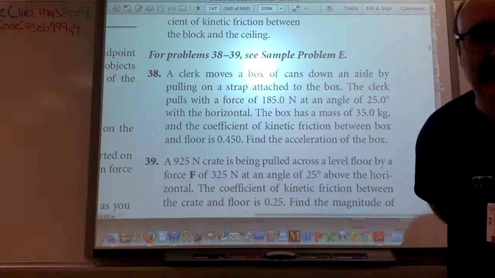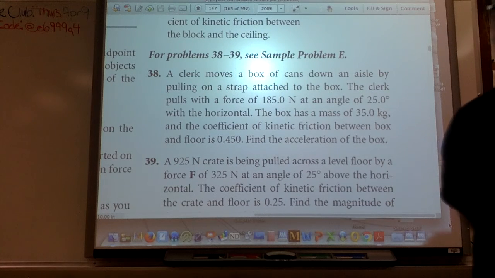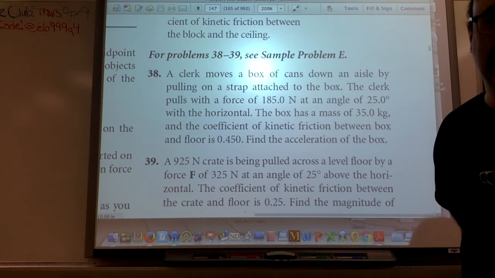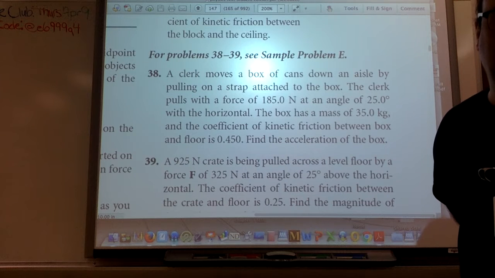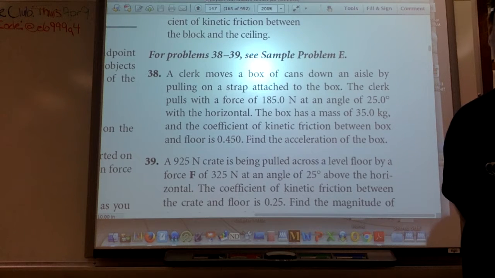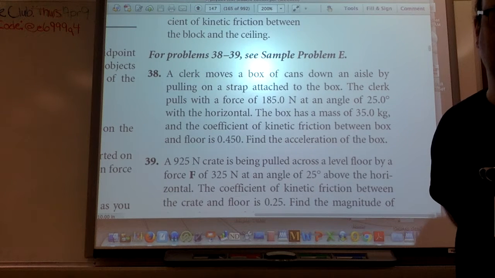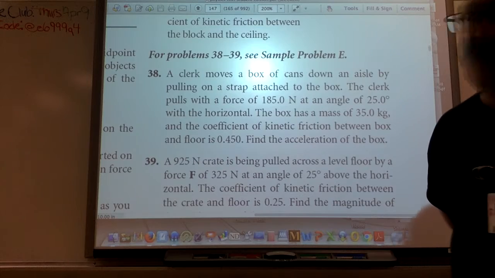Okay, I've been asked to do some sample problems, so here's an example problem that hopefully will help you with Problem E worksheet. A clerk moves a box of cans down an aisle by pulling the strap attached to the box. The clerk pulls with a force of 185 newtons and an angle of 25 degrees with the horizontal. The box has a mass of 35 kilograms, and the coefficient of kinetic friction between the box and the floor is 0.450. Find the acceleration of the box.